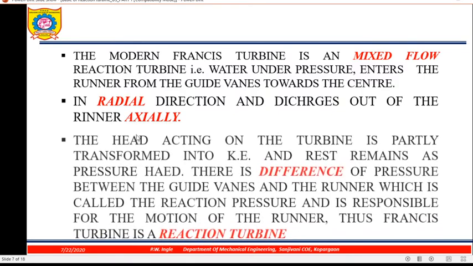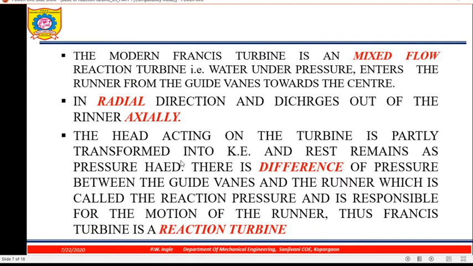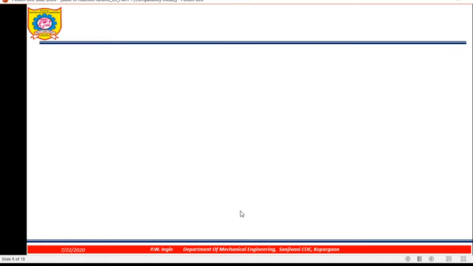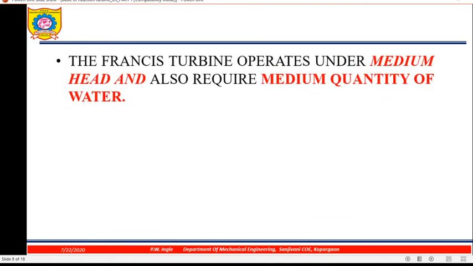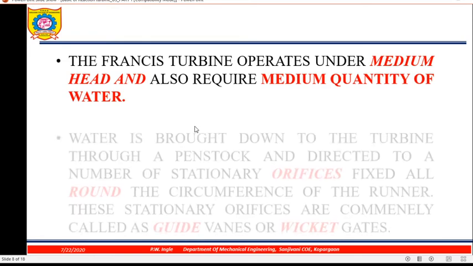The head acting on the turbine is partly transformed into kinetic energy and the rest remains as pressure head. So I told you there is a difference of pressure between the guide vanes and the runner, which is called reaction pressure and responsible for the motion of runner, and thus Francis turbine is known as reaction turbine. Same thing happens with axial flow, that is propeller as well as Kaplan turbine. The Francis turbine operates under medium head and also requires medium quantity of water.